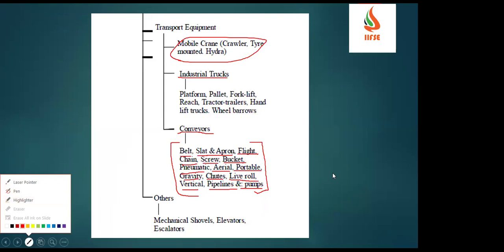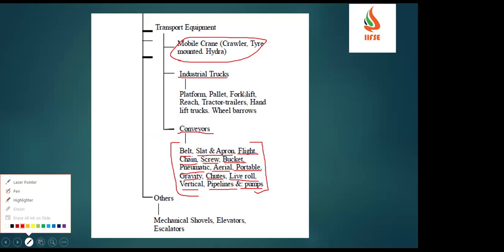Okay. Another way of shifting is transport equipment. Apart from lifting equipment, lifting machines and lifting tackles, transport equipment includes a mobile crane or a crawler or a tire mounted hydra. We regularly see these in the construction industries, even in manufacturing, when machinery comes in, we use a hydra crane for the unloading and loading of materials.